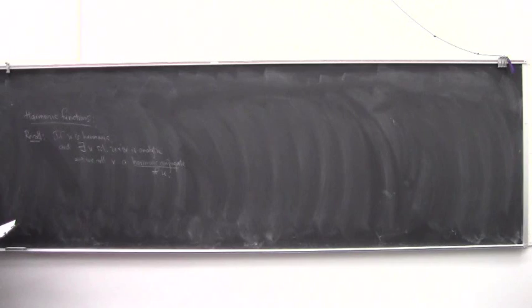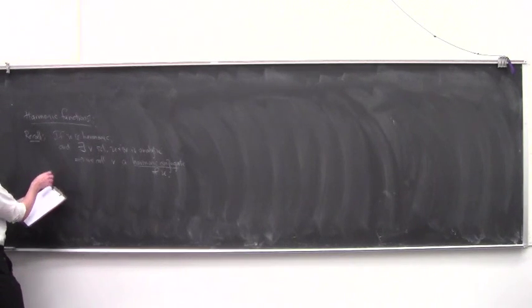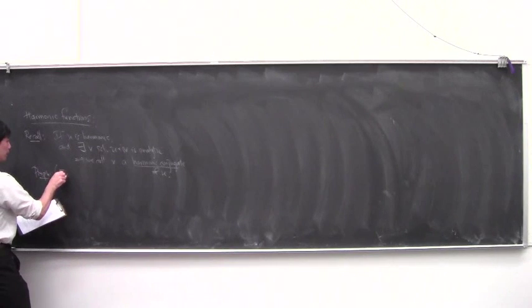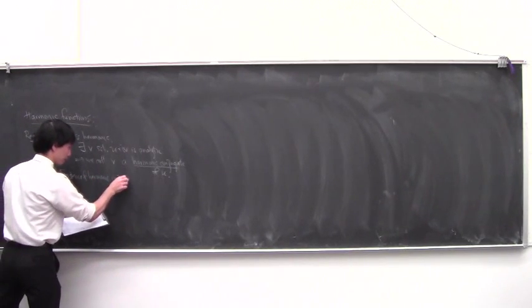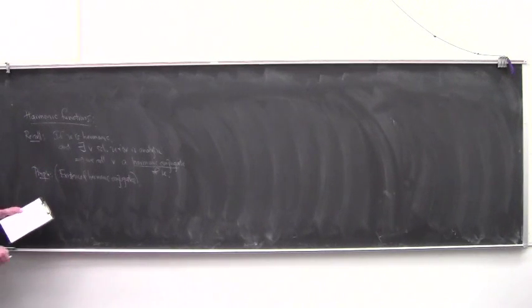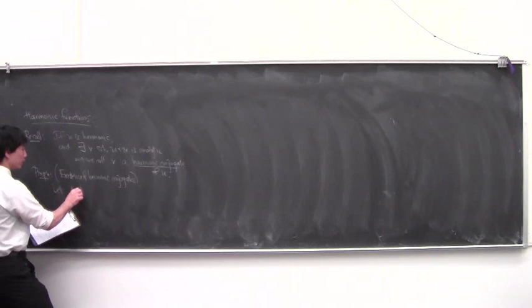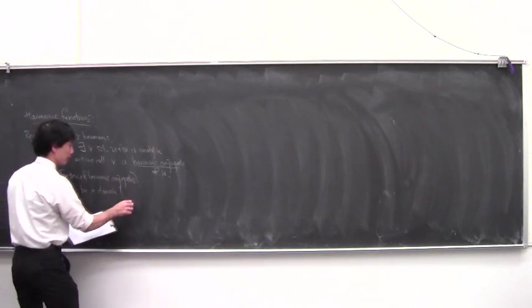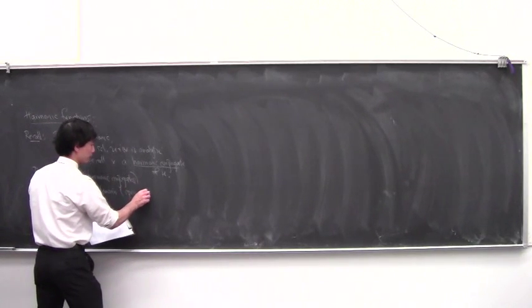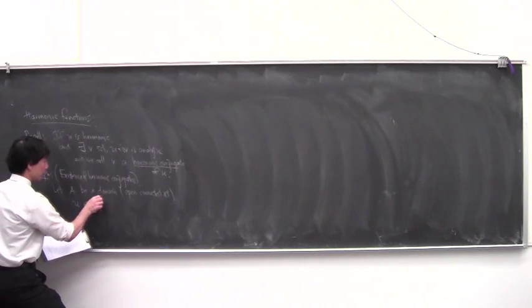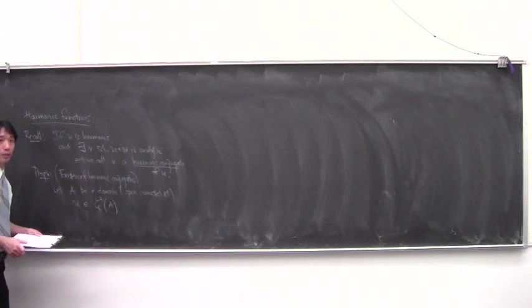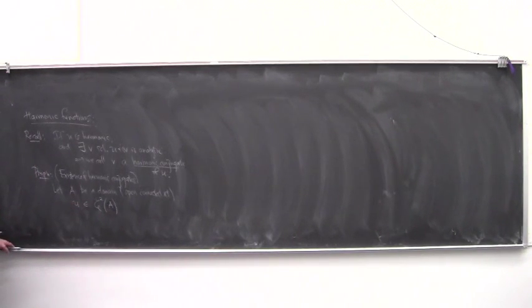And we will show something that we mentioned before about the existence of harmonic conjugates. So let A be a domain, that's to say an open connected set, and let U be a twice continuously differentiable function on A.